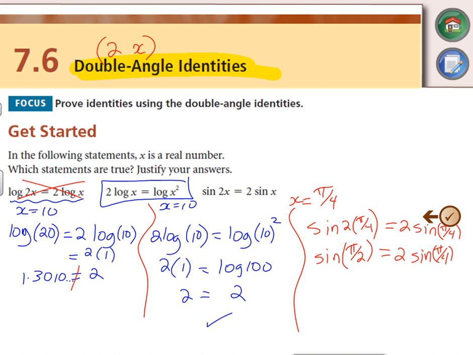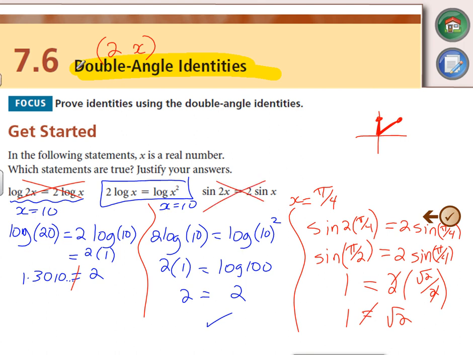Let's hit our unit circle. Sine of pi over 2, we're talking about up here. Oh, that's 1. 2 times the sine of pi over 4, that was over here, and sine of pi over 4 is root 2 over 2. Does 1 equal root 2? No. That is not an identity.